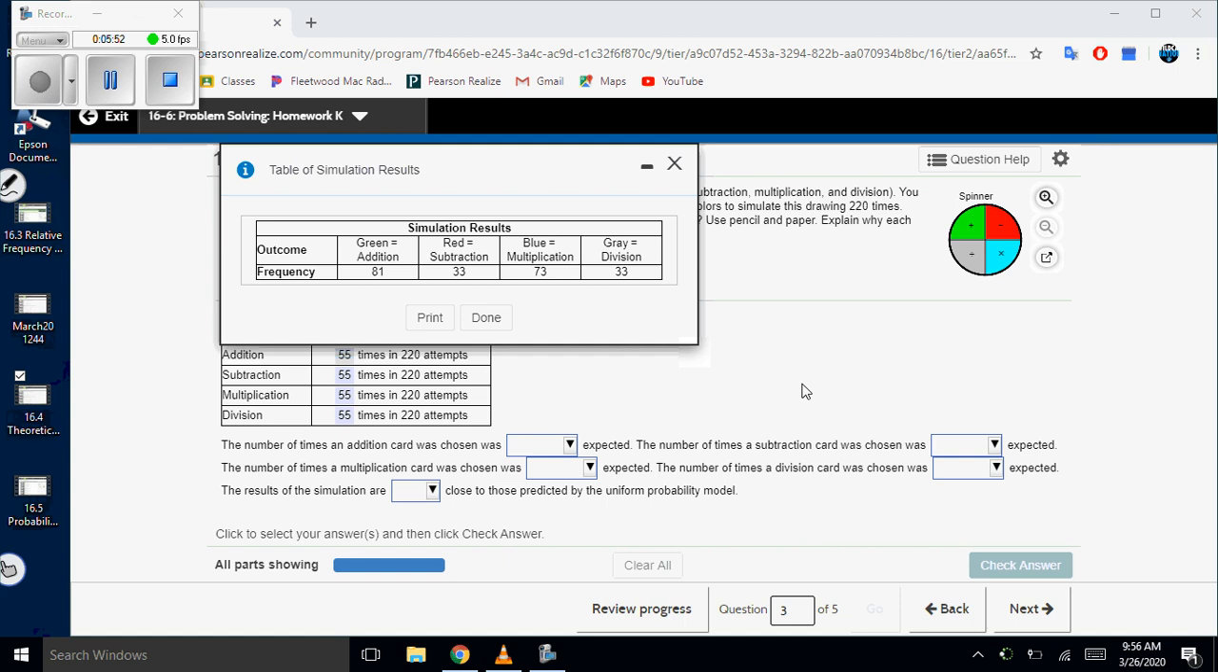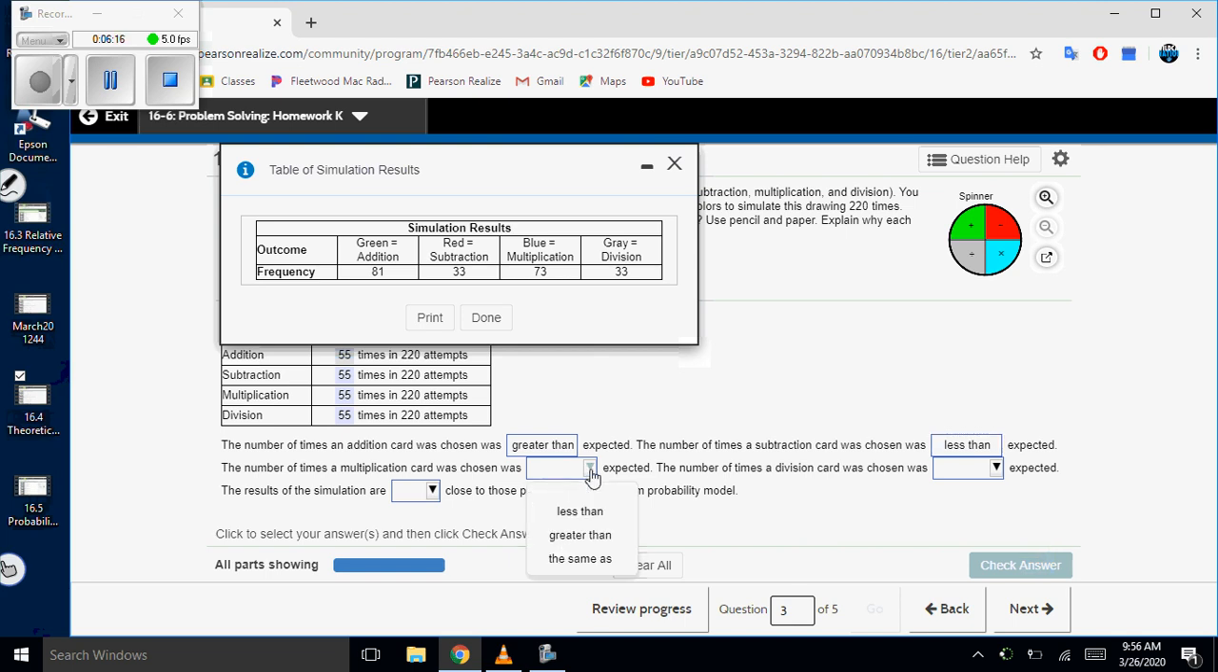So the number of times an addition card was chosen was 81. And how does that compare with the 55? It's much greater than the 55. The number of times subtraction card was chosen was 33, as you can see by my chart. And we were expected to do it 55, so it would happen less than expected.